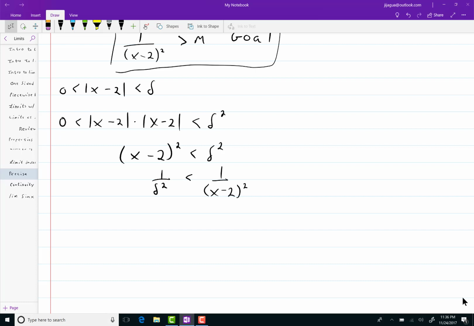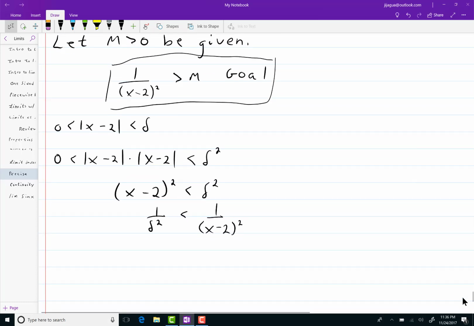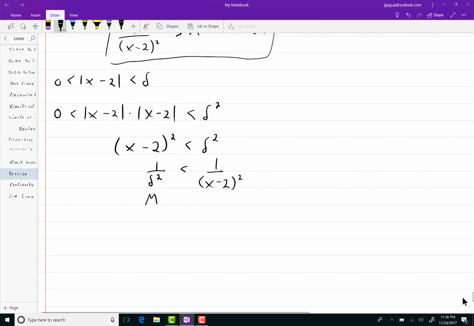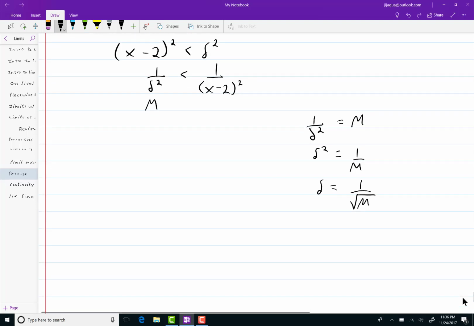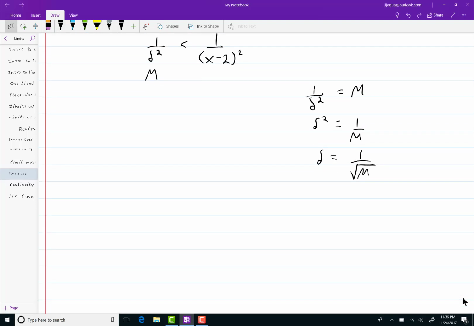So that's really good. The goal, though, was to get it to be greater than M. Remember? I wanted an M there, not 1 over delta squared. So my scratch work could look like this. 1 over delta squared equals M. Flip: delta squared equals 1 over M. And then I can let delta equal 1 over the square root of M. I don't want to take the negative because I want delta to be a positive number. So that'll be the delta that I'll need to find. When you get that, the epsilon will fall in place. Let me just run through it to show you how it actually works.